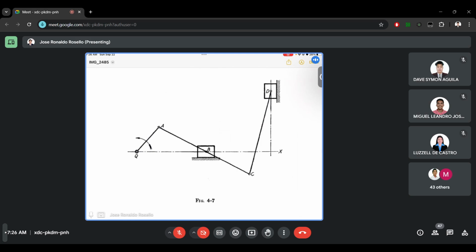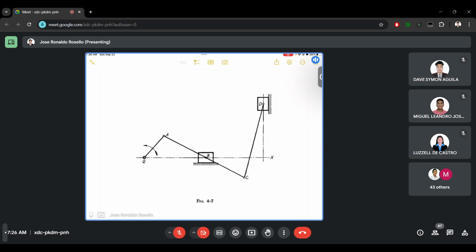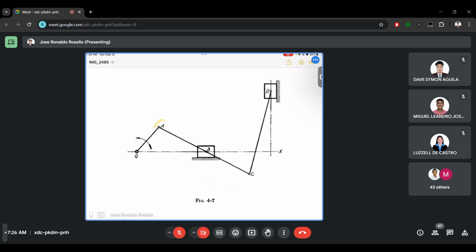Okay, if we have a mechanism like this one, we will have to start by identifying the points. So we have point A, B, C, and D. Then to compute for the velocities, there should be a given. In this case, the given is the angular speed rotating at 100 RPM. This is for link QA, having a length of, let's say, 10 mm.